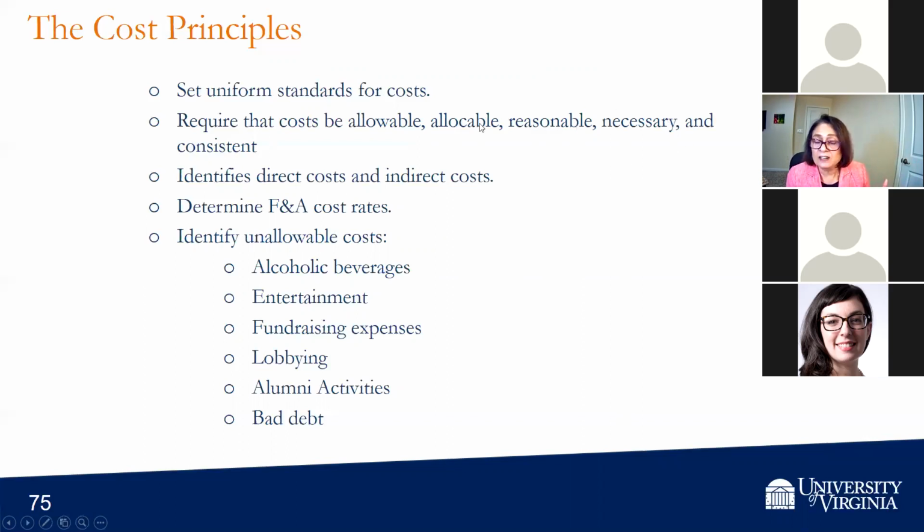Necessary, again, is very similar to allocable. Consistent is where we say that if Urmila's salary is administrative salary, we should always treat Urmila's salary as administrative salary. We cannot say, oh, Urmila is now getting salary for research. And Urmila's salary cannot be directly charged to a research project because it's recovered through the F&A rate. So that's the consistency.